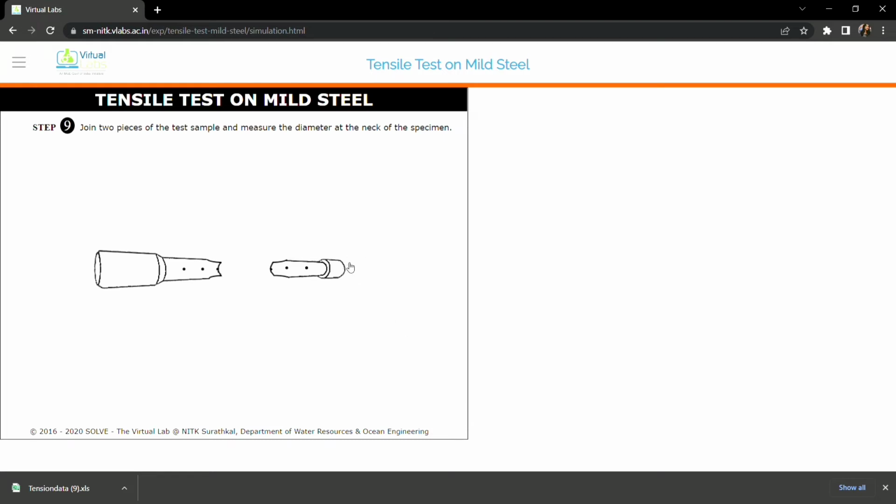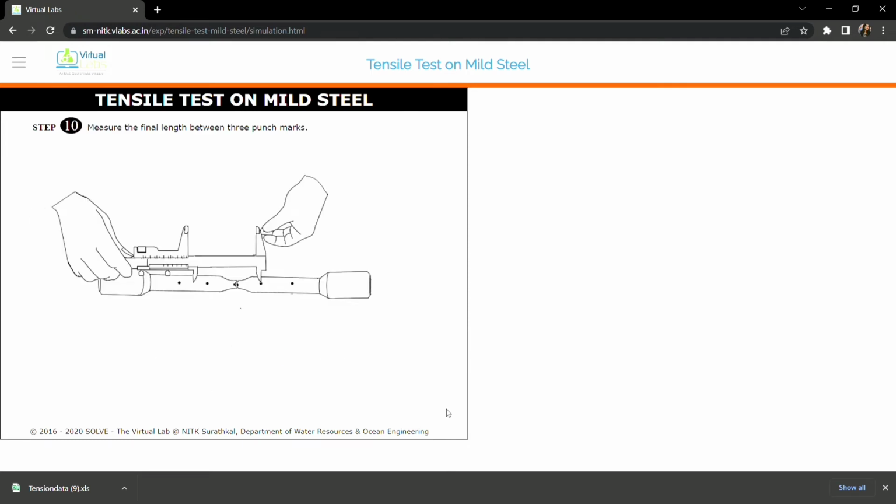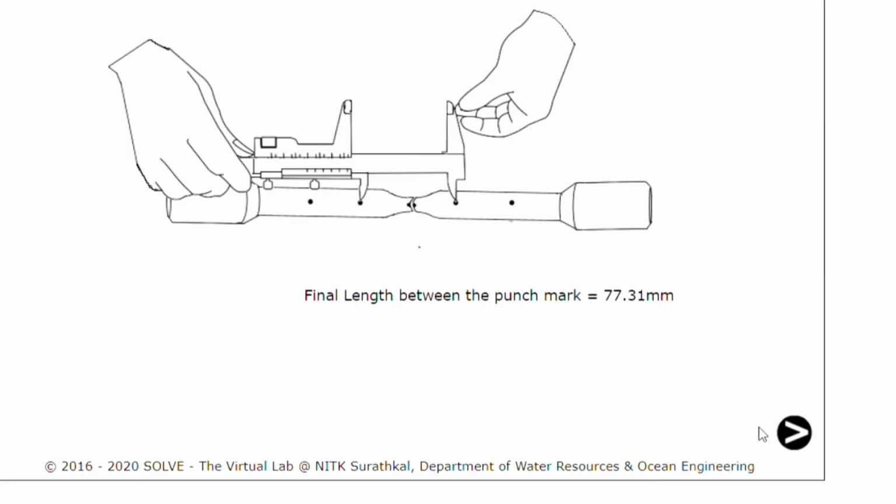Step 9. Join the two pieces of the test sample and measure the diameter at the neck of the specimen. The final diameter is 7.79 mm. Step 10 is to measure the final length between the three punch marks. The final length between the punch marks is 77.31 mm.